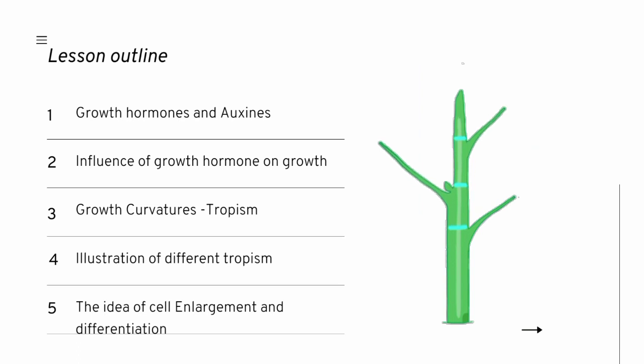auxins, and how they regulate growth. Then we'll look at growth curvatures, that is tropism. We'll look at the different types of tropism: phototropism, geotropism, hydrotropism, and so on. Then we'll look at the idea of enlargement and differentiation in plants.